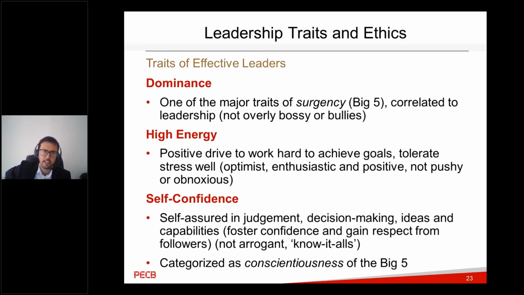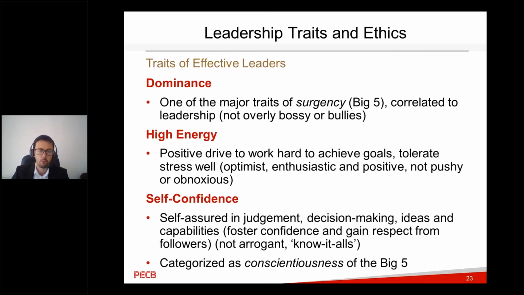But by fostering confidence and gaining respect from followers, they are not arrogant, because they know their limits and they do not claim to be know-it-alls. So this type of people are dependable and they tend to get the job done. Even though they are self-confident, they acknowledge that they need other people to succeed, and usually are the ones that also listen to others, because they are confident that this will not hinder or undermine their authority, but rather improve it.